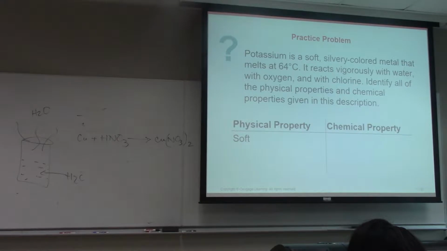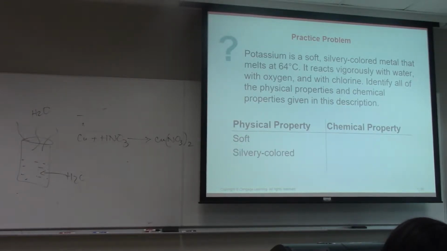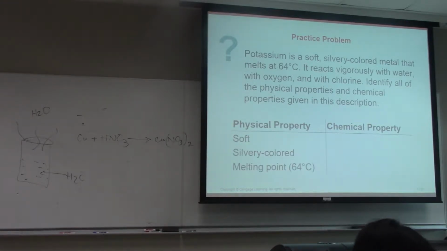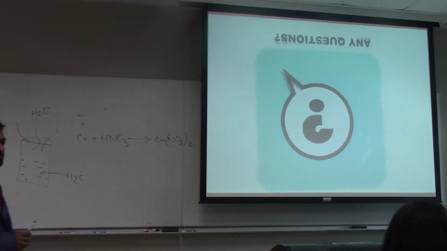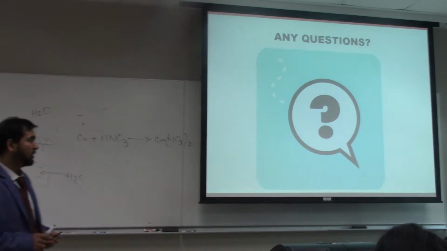Okay, so how many physical properties did you get? 2, 3, exactly. One is soft, the second one is silvery color, the third one is melting point, which is a physical property. And what are the chemical properties? React with water. So all chemical reactions are chemical properties. Any question? No, sir. Wonderful.